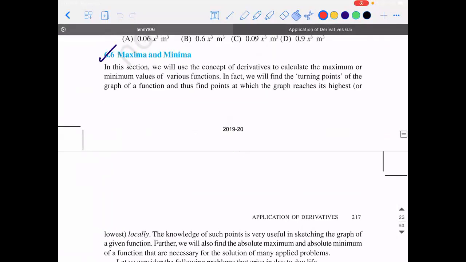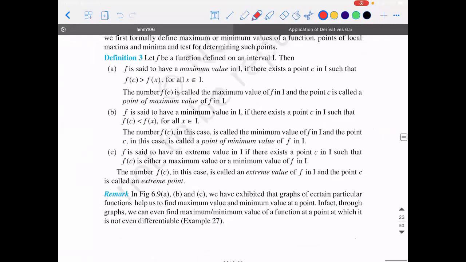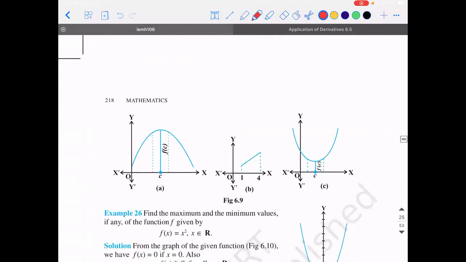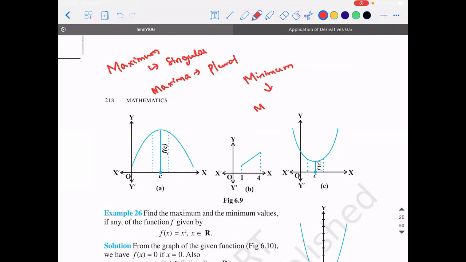Okay. So the topic that we are going to discuss today is maxima and minima. As the name suggests, what do you mean by maxima? Maxima is a point of maximum. Maximum is singular, maxima is plural, as simple as that. So the plural of all the maximum points on a curve is what we call maxima. Similarly, if you have minimum, the plural of all these points is what we call minima. This plural, this singular.